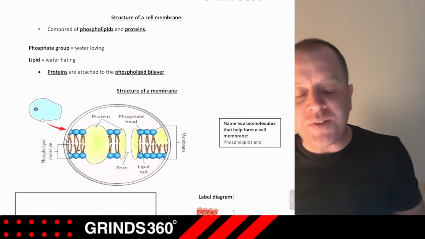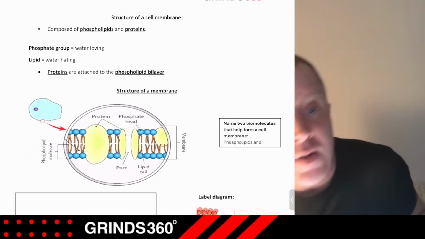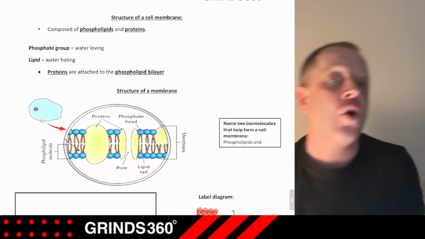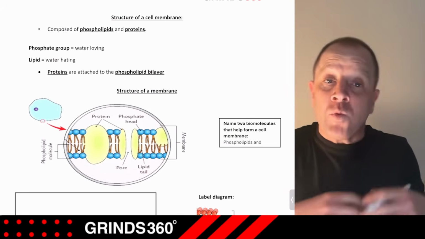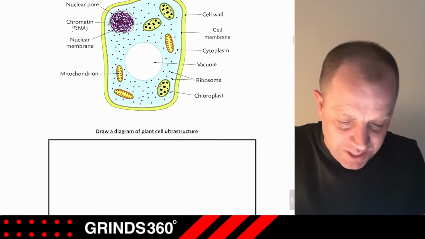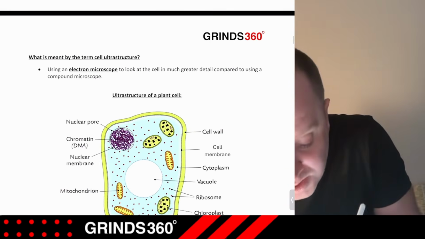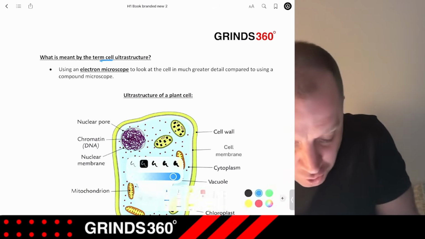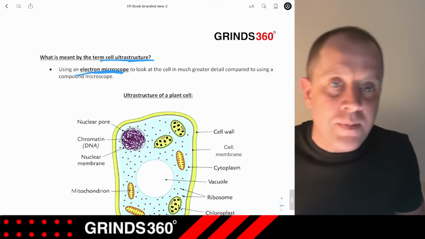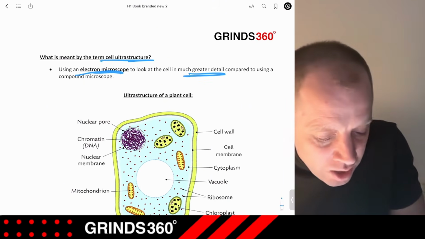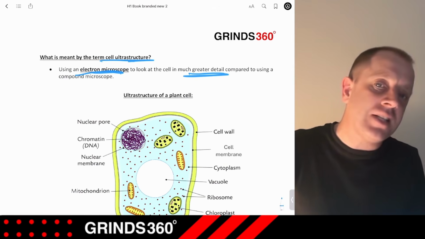The structure of a cell membrane. So now, what we're looking at here, all these organelles, we're looking at them using an electron microscope. So let me actually go back to page 76 for a second. If you want to see the ultrastructure of a cell, you've got to use an electron microscope. You need to know that. You need to know the electron microscope allows you to view the cell in greater detail.